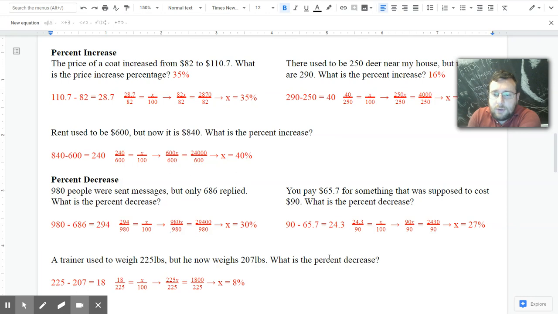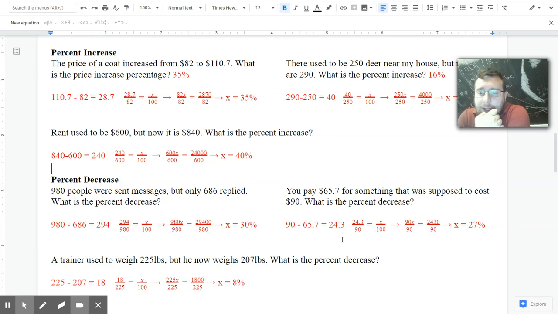Then I put 100 on the bottom right, like I always do in the is/of setup, and put X on the top since I'm looking for a percentage. On the bottom left, I put the original value, which is $90, but then I only pay 65.7. But if I use that, I would have to make an adjustment. So I use the difference instead, 24.3.